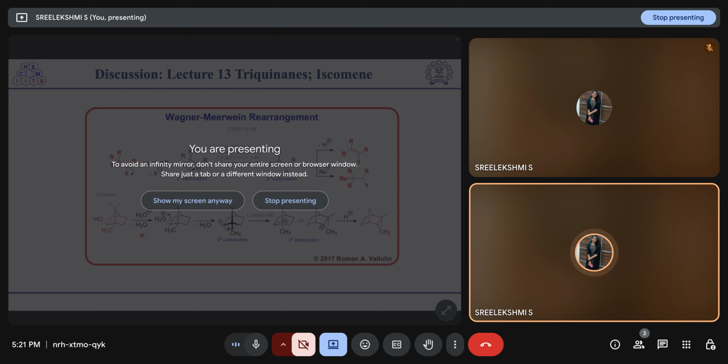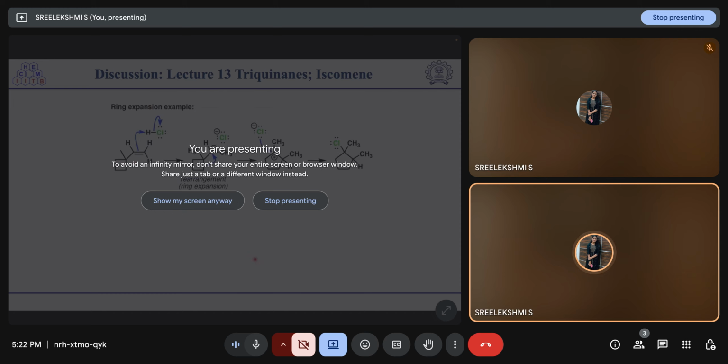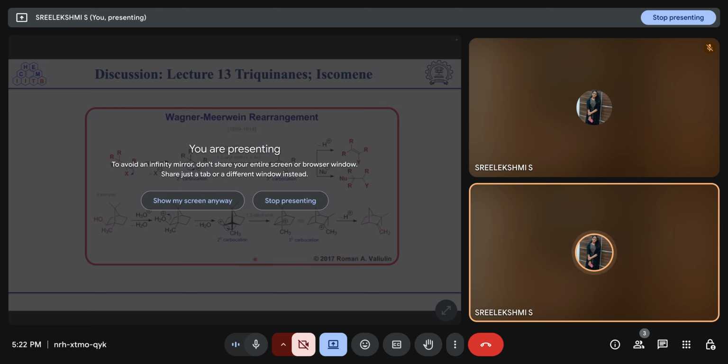An example is shown here. In the presence of acid, this can get protonated and water elimination will take place to form a carbocation over the center. Then this group can migrate to this position and form a more stable tertiary carbocation, which upon loss of one proton will give this alkene. So this is the mechanism of Wagner-Meerwein rearrangement.